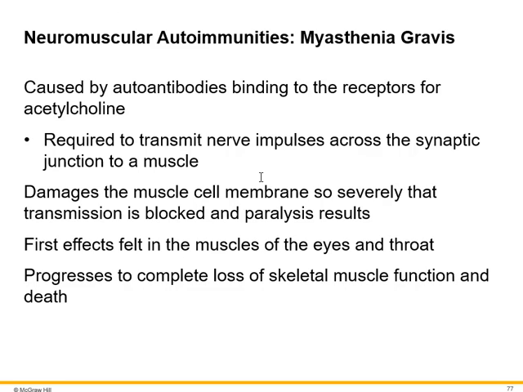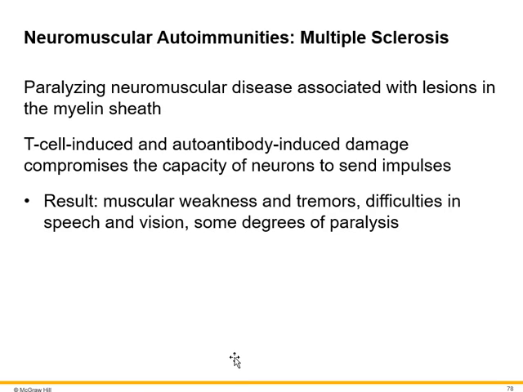So this is a serious autoimmune disease. The prognosis for this is that they don't live very long and don't make it out of their teenage years typically without treatment. Multiple sclerosis, again, this is a neuromuscular autoimmunity, they attack the myelin sheath. The myelin sheath is necessary for rapid impulses to be sent through the muscles, so that's called saltatory conduction, and it results in muscular weakness and tremors and difficulty with speech and vision and some degrees of paralysis.